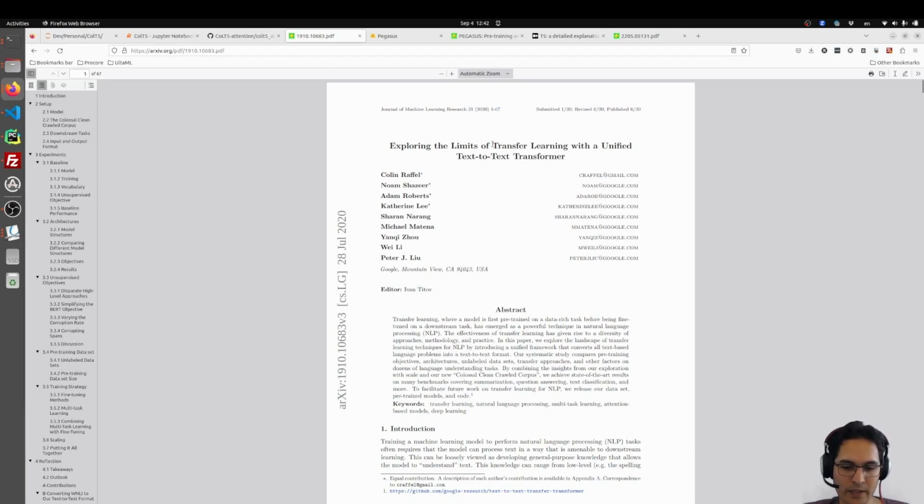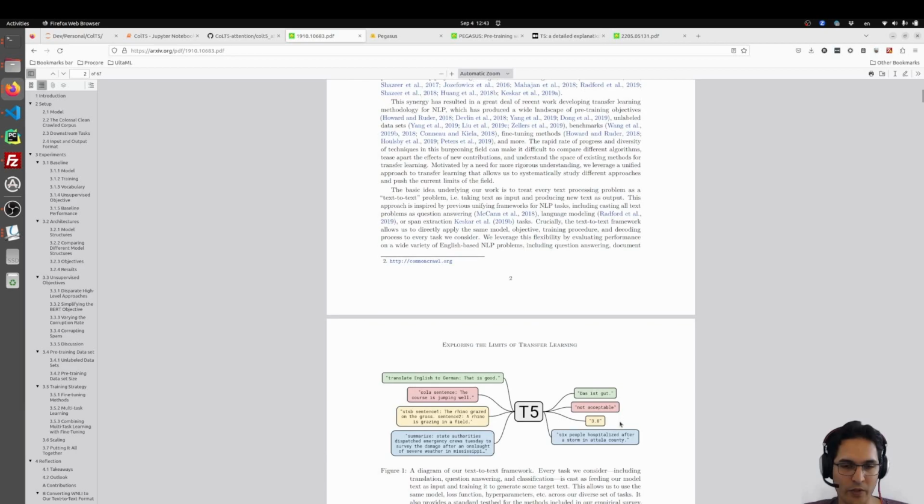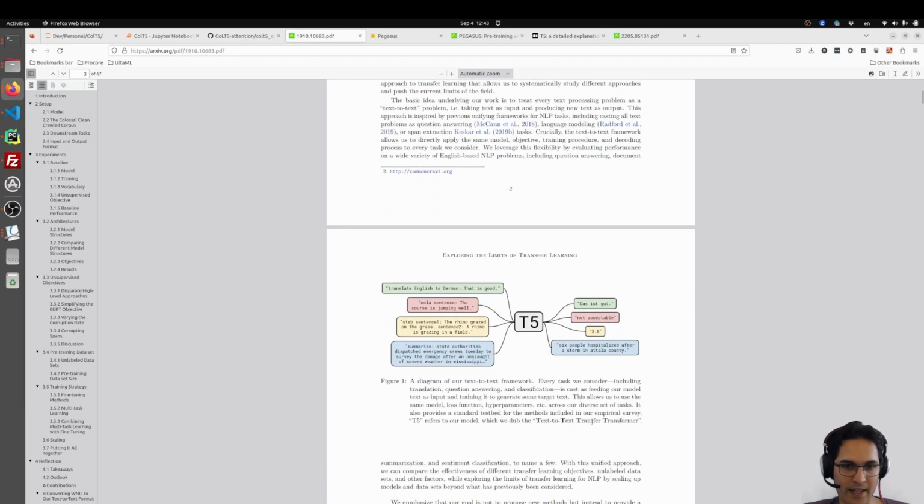So actually the main idea of the paper is we can convert any problem to text-to-text and sequence-to-sequence modeling, and we can solve that problem. The reason it's called T5 is because we have five Ts in this text-to-text transfer transformer. So we can have translation, we can have summarization, everything can be done just by sequence-to-sequence modeling.